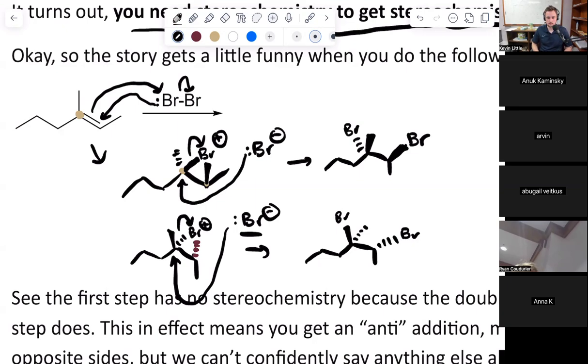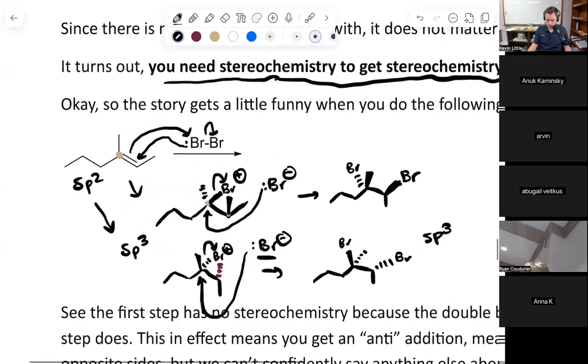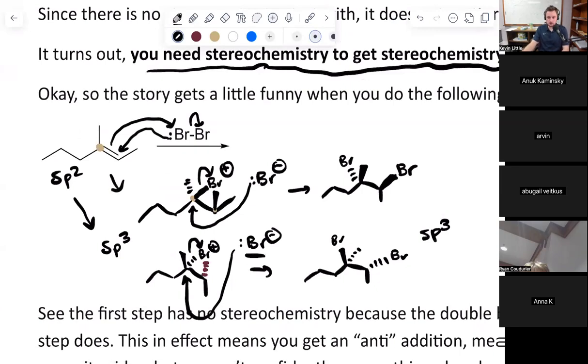So since this first step goes from sp2 to sp3, we get both wedge and dash adducts. But since the next step goes from sp3 to sp3, we retain that stereochemistry. Or not retain it, but we keep the fact that there is defined stereochemistry. So this is one of those ones where these are the two products you get, and notice something about the BRs.